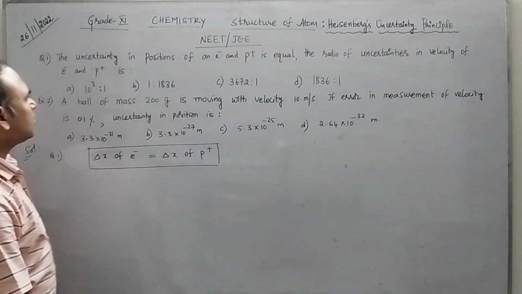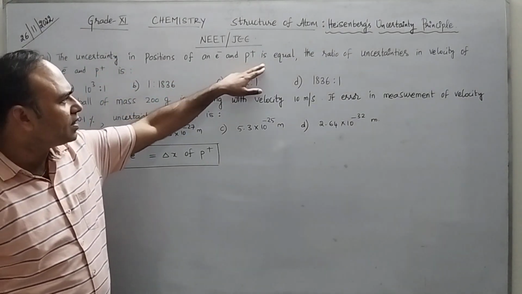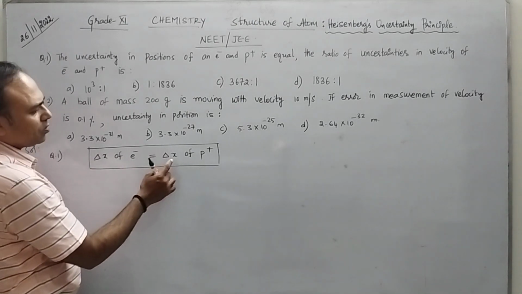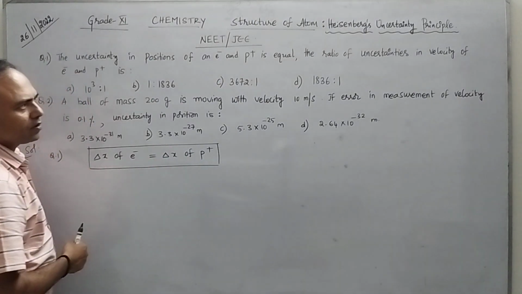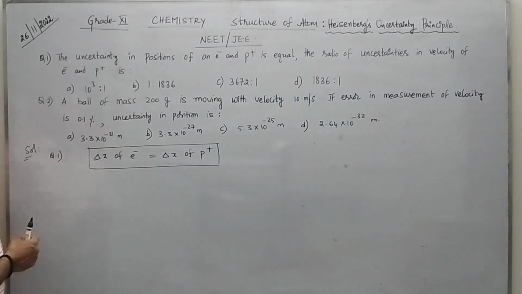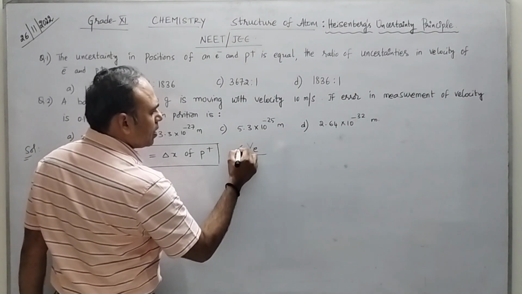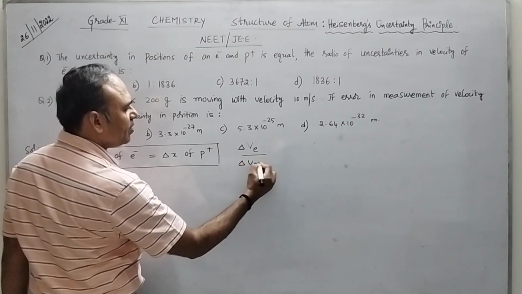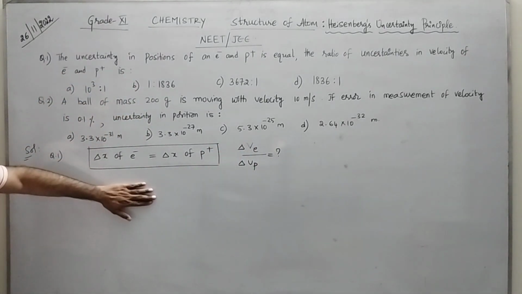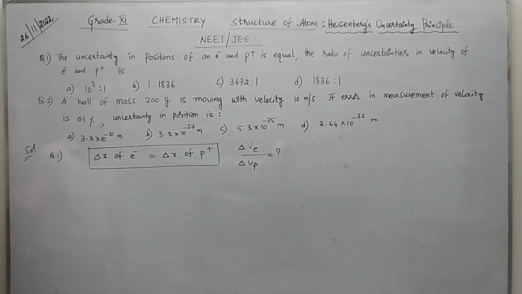Now the first question is: uncertainty in the position of electron and proton they are considering, and it is equal. So we can write like this: uncertainty in position of electron is equal to uncertainty in position of proton. Now they ask what is the ratio of uncertainty in the velocity of electron and proton. We can write like this: delta VE by delta VP. We have to calculate. Very simple. Hope you have understood the concept here.